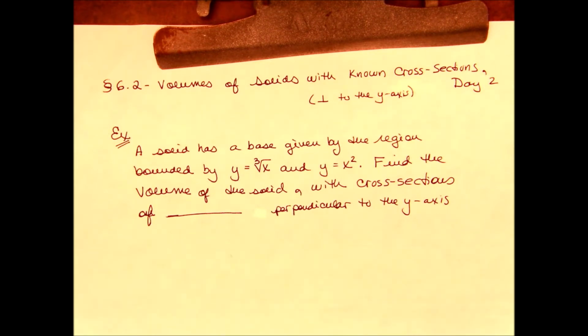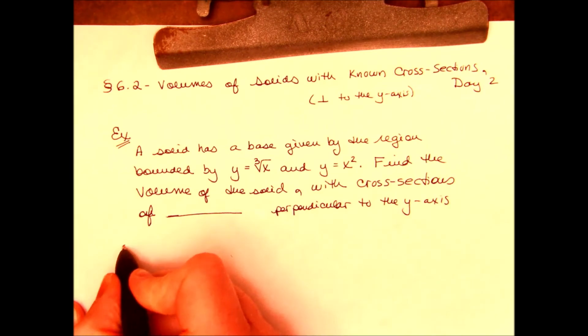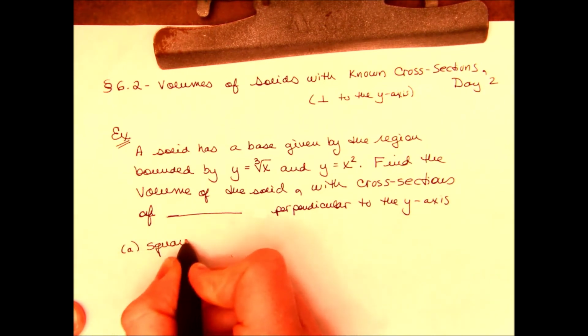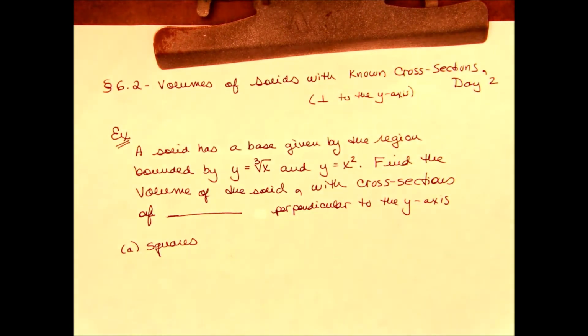A solid has a base given by the region bounded by y equals the cube root of x and y equals x squared. We're going to find the volume of the solid with cross-sections of two different shapes in a moment, and we want these cross-sections this time to be perpendicular to the y-axis. And we'll start the way we pretty much always do with these problems, and we're going to say that our cross-sections are squares.